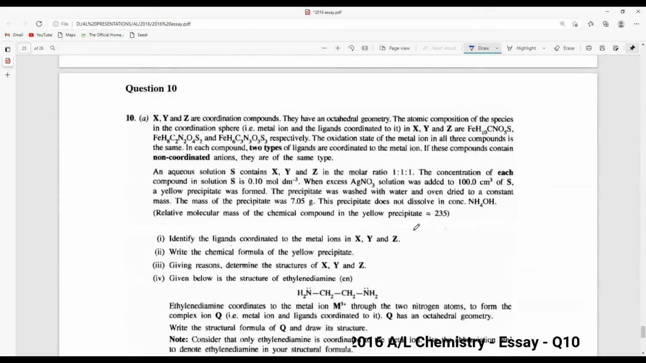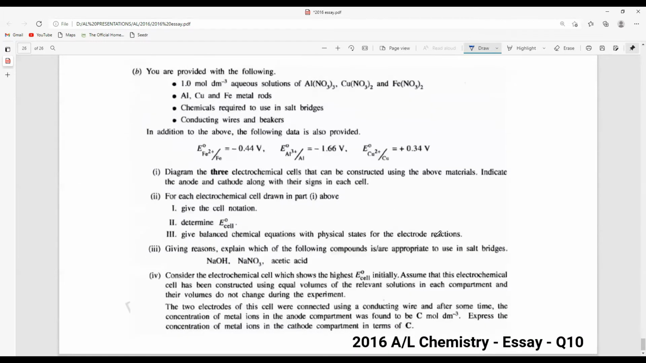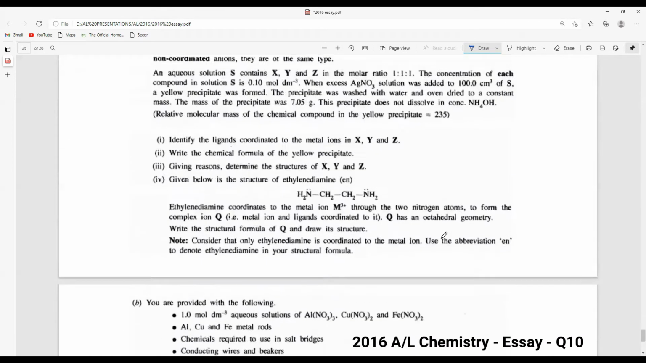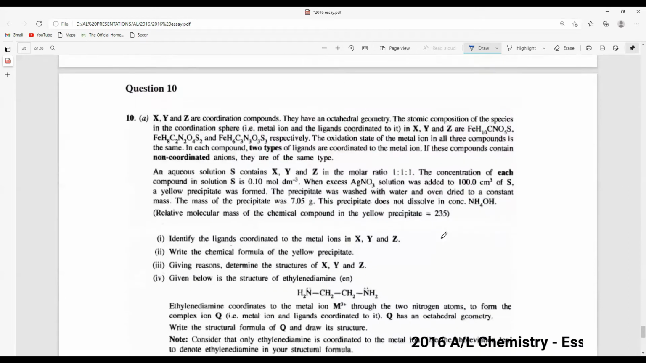I think I would like to do this question on the board to get a good, clear explanation, and I can move very fast. Okay. First, we will read this out. There are three coordination compounds X, Y, Z. They have an octahedral geometry.